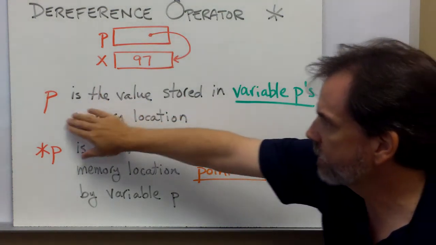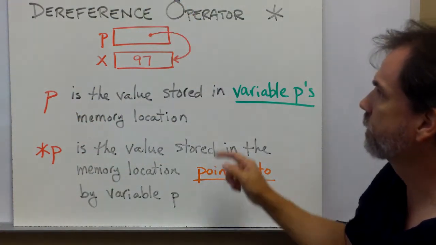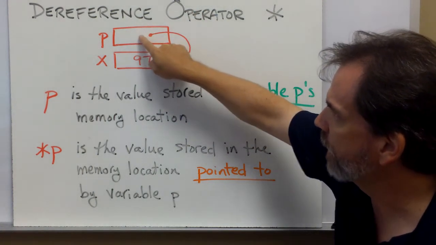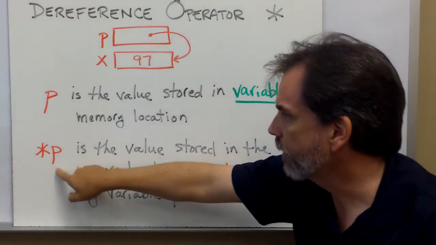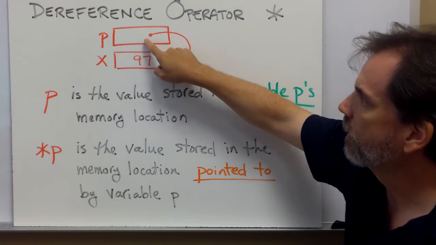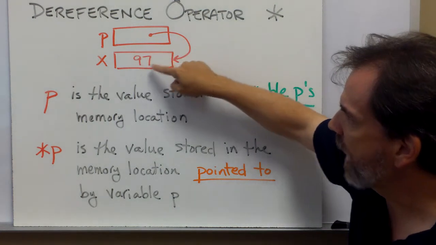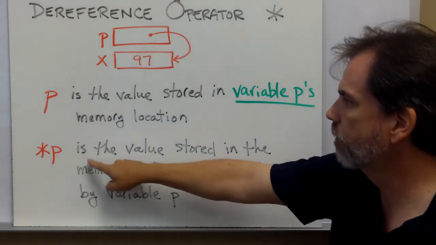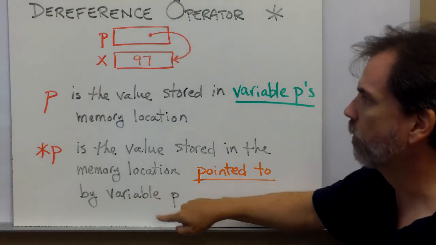We have a variable x and a variable p that contains a pointer to x. Okay? So if we say p in our program, we're talking about this value here, the actual address, right? The value stored in variable p's memory location. So p is this value, whatever it is, and it's just a number, right? It's an address. But if we say star p, we take p as a pointer and we follow that, we use that address, and star p is the value that's stored here, where p points.